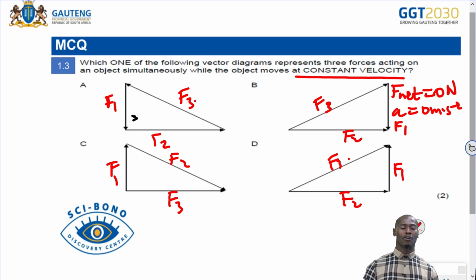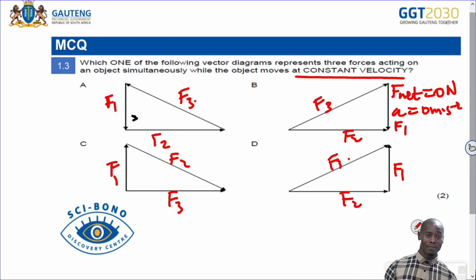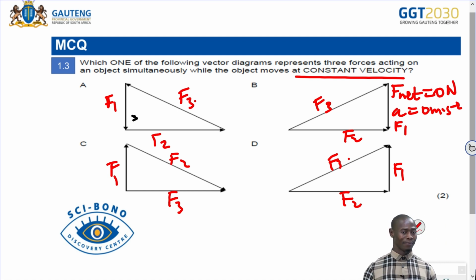So what are we expecting here? If an object is moving at a constant velocity, net force is equal to 0 newtons and acceleration is equal to 0. So this is an application of Newton's first law. If F net is equal to 0 newtons, we are expecting a closed vector diagram, because this object is moving at a constant velocity. So we're expecting a closed vector diagram.